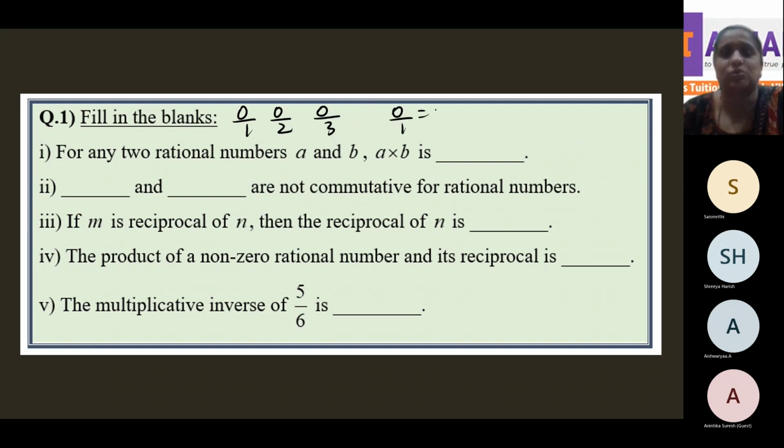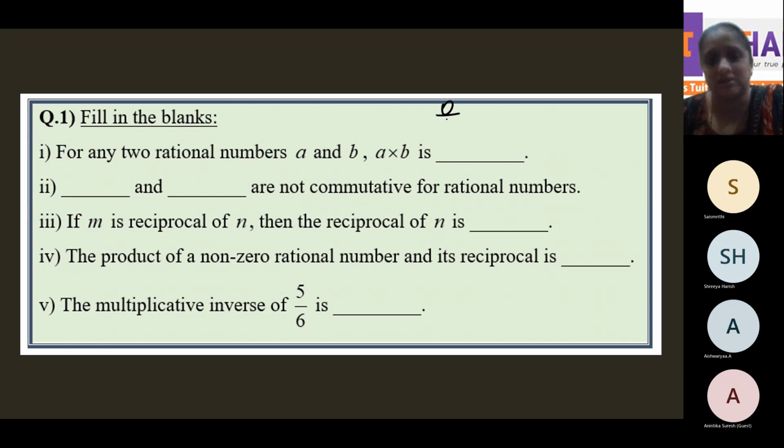What is 0 by 1? 0. What's the value of 0 by 2? 0. 0 by 3? 0. 0 by 4? 0. 0 is one rational number which can take up any denominator. So supposing we say 0 by 1, the reciprocal is 1 by 0, and division by 0 is not defined. So 0 is a rational number that does not have a multiplicative inverse or a reciprocal.